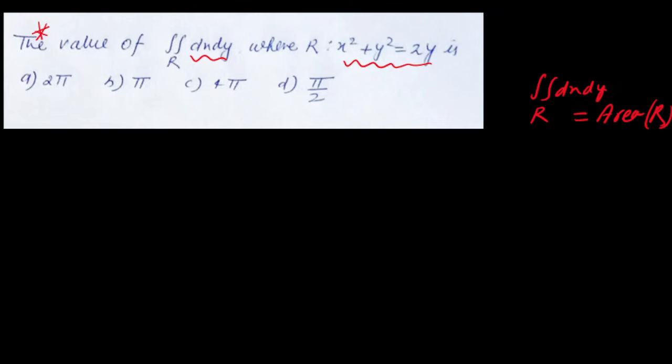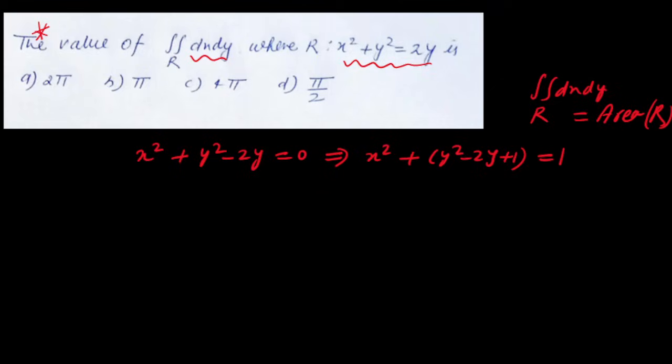So x square plus y square is equal to 2y. First of all, let me rewrite it. It can be written as x square plus y square minus 2y is equal to 0, which I can rewrite as x square plus y square minus 2y plus 1 is equal to 1. I added 1 on the left side and 1 on the right side. Now this is (x minus 0) whole square plus (y minus 1) whole square is equal to 1 square.